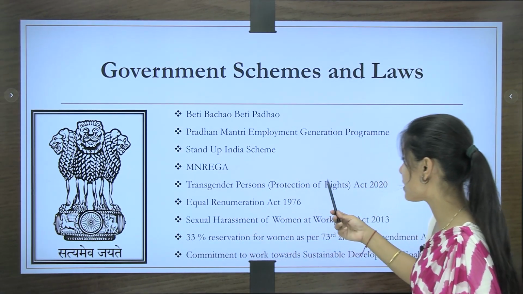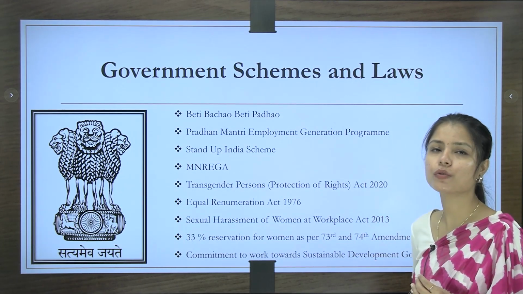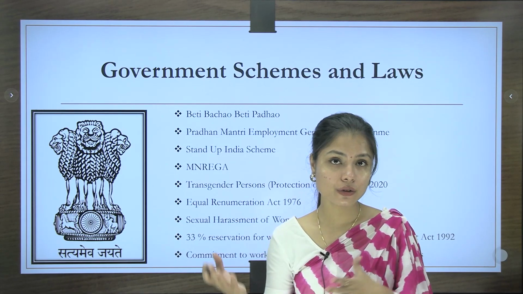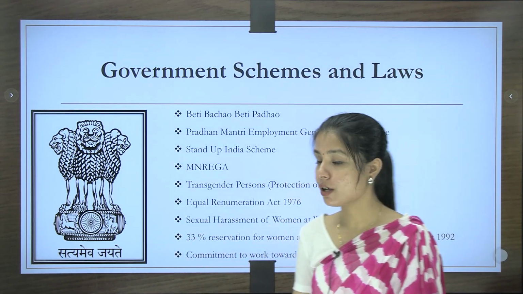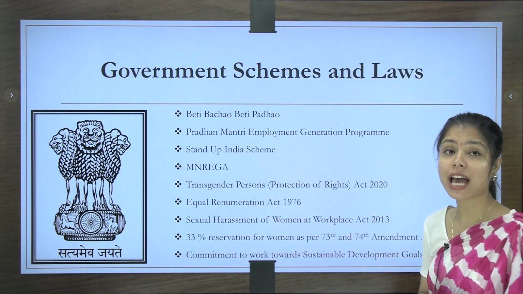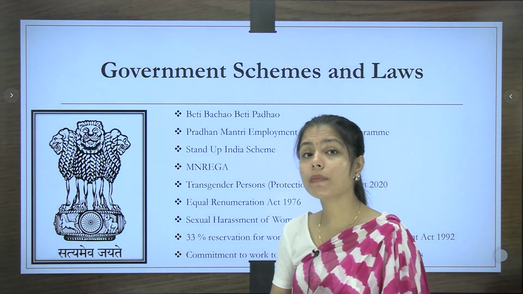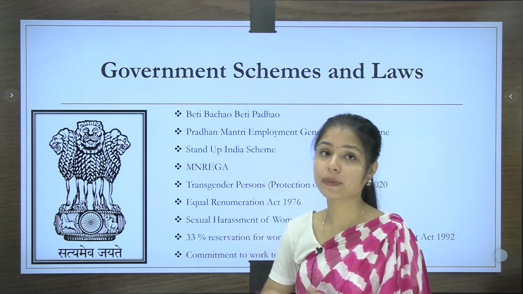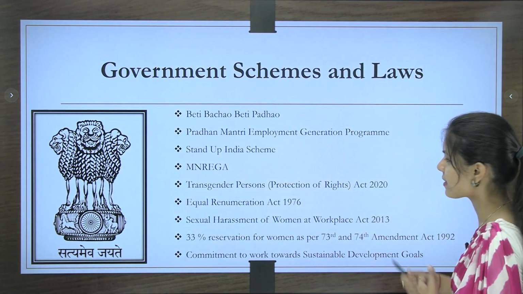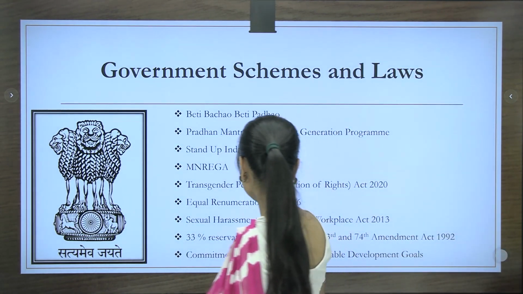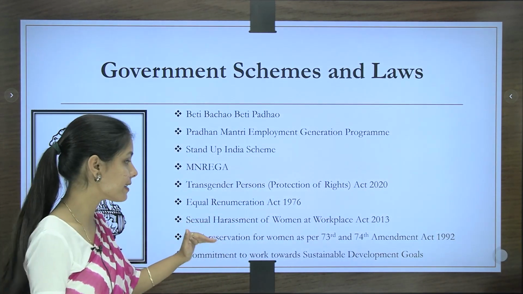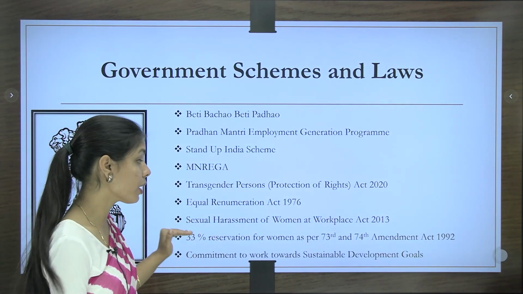Now, transgender persons, protection of rights. Again, that would be in the aspect of gender equality, because when you talk about gender, you don't just need male and female. We're talking about the third gender as well. Then Equal Remuneration Act, which talks about equal pay for equal work. Again, the aspect of economic equality. Sexual harassment of women at workplace. There should be protection and prevention. So the idea here is, this is based on the Vishakha guidelines. Again, the idea is to promote gender equality.